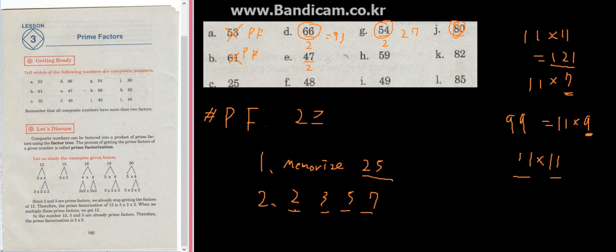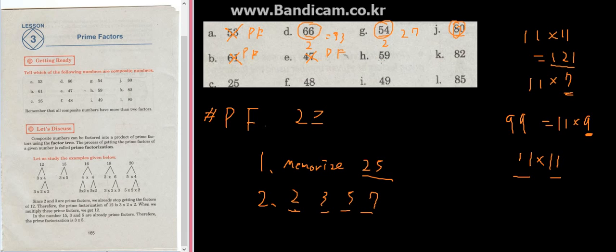47 divided with 2 is 23.5. We don't want decimals. How about 3? It is 15 and 2 over 3. We don't want fractions, so pass. 5, 9 and 2 over 5. We don't want fractions, pass. 7, this is 6 and 5 over 7. We don't want it, pass. This is a fraction, so this is a prime factor.